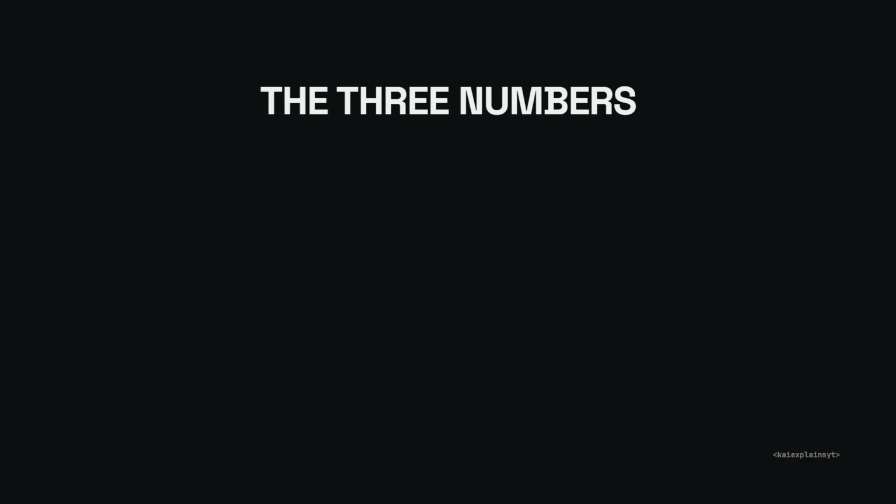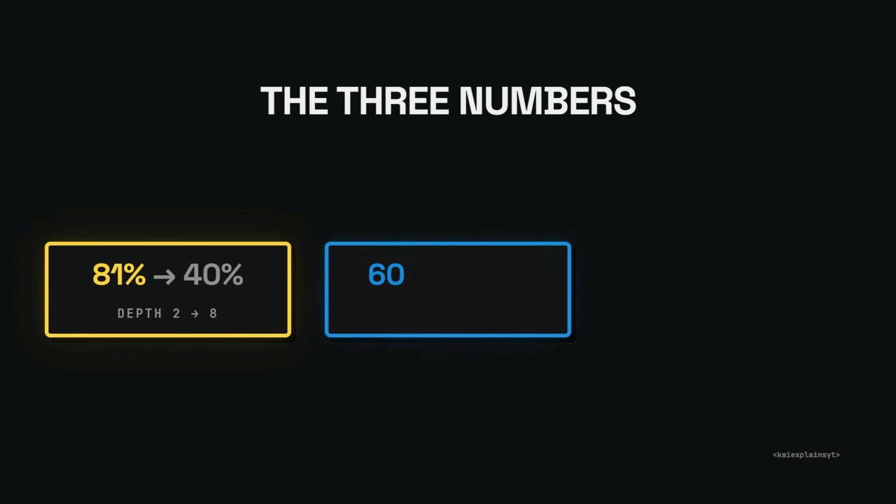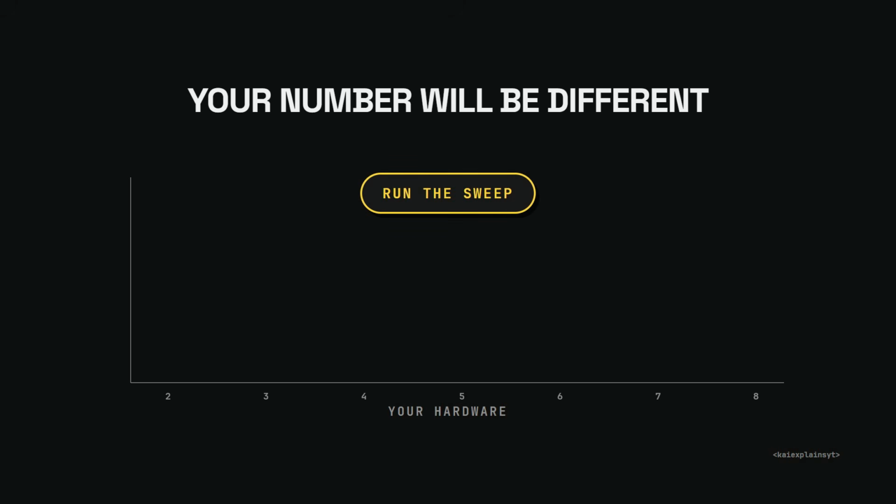The 3 numbers that live in my head after going through all of this. 81% acceptance at depth 2 versus 40% at depth 8, but throughput peaking somewhere in the middle. One card showing 60, 93, and 167 off the same file, decided only by the task. And a laptop where the flag off and the crude quant beat the flag on and the smart quant by nearly 3 to 1. Every figure in this video is true. Every one of them is a ceiling someone measured with the conditions cropped off the end. Your number will be different. Run the sweep. Find your peak.